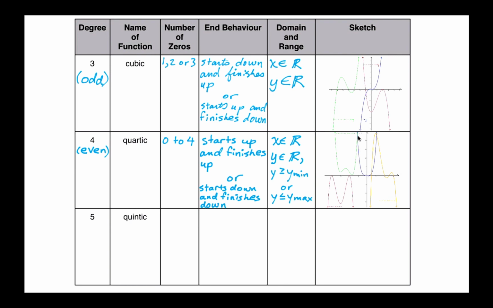So I don't believe I have one that represents number of zeros being 0, but just imagine this purple one was shifted up a little bit. We could have no zeros, or 1 zero, or 2 zeros, or 1, 2, 3. This yellow one has 1, 2, 3, 4 zeros. So up to a maximum of 4 zeros.